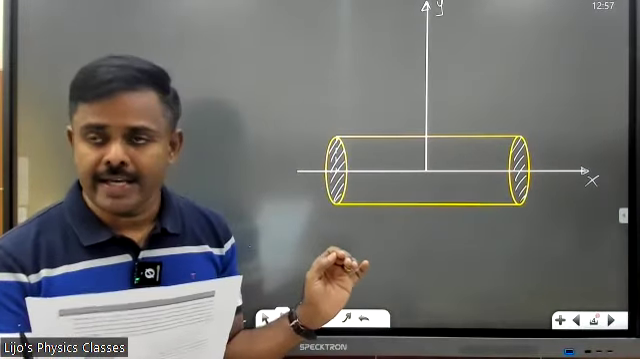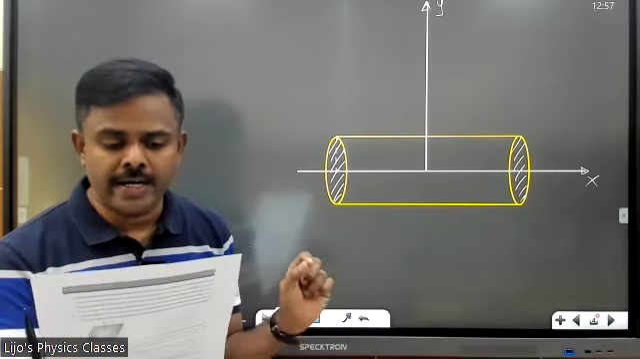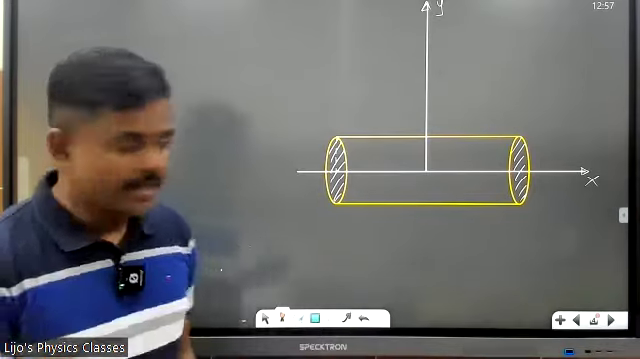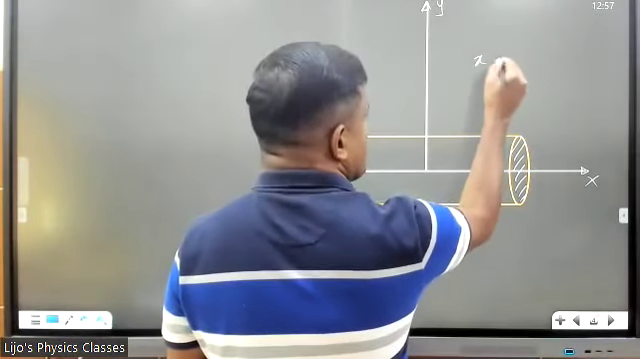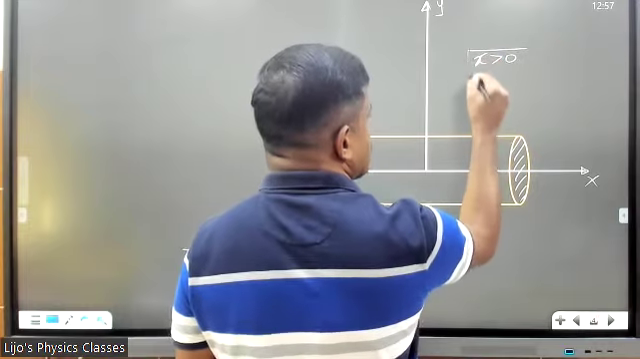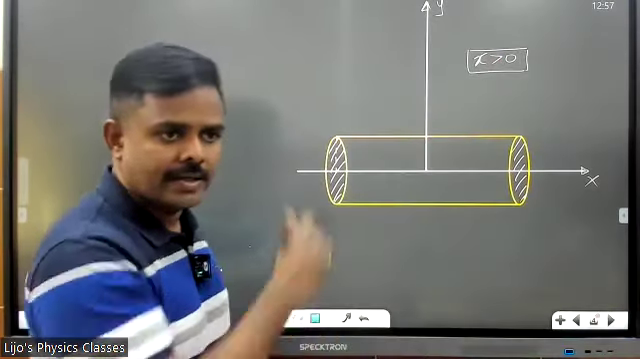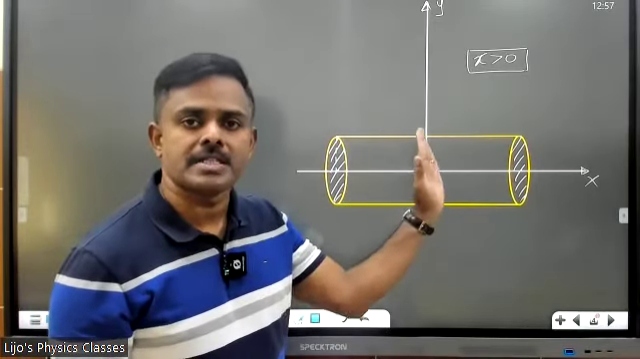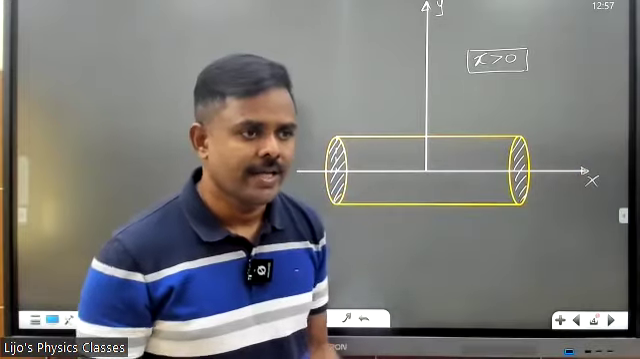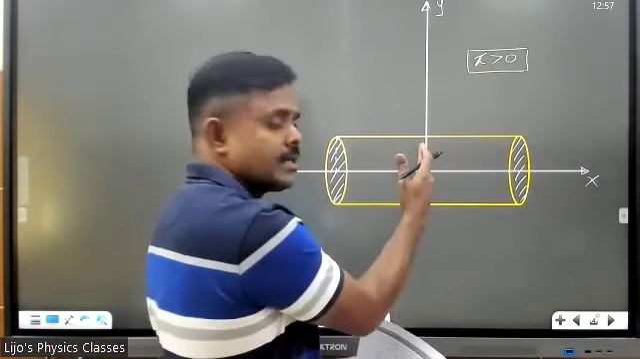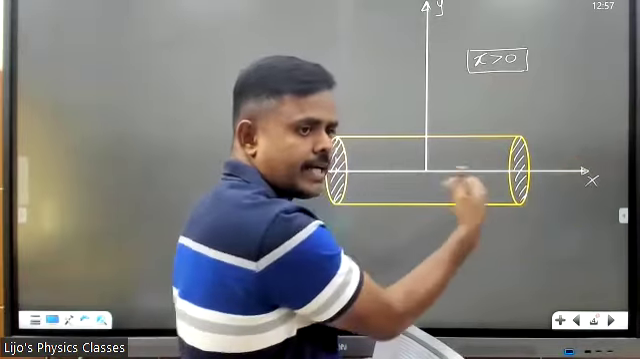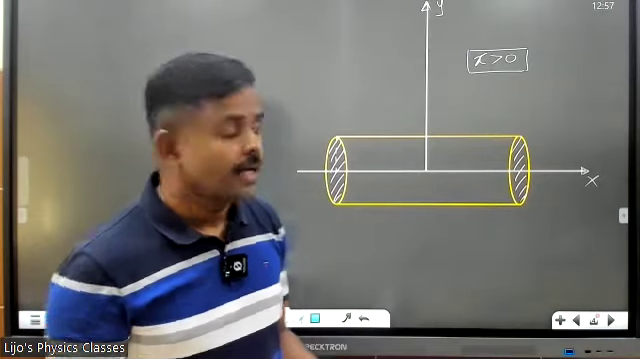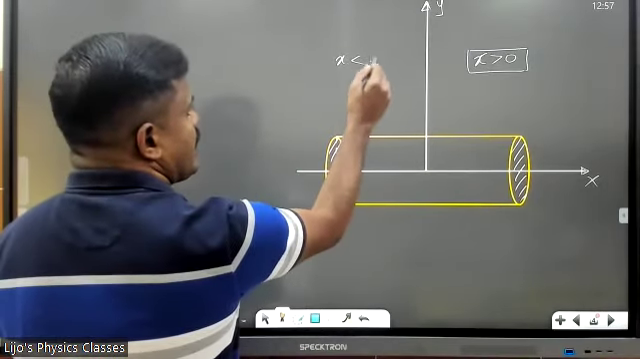Okay, it is given that electric field is 200 i cap for x greater than 0. What is meant by x greater than 0? X greater than 0 means the x value is positive. Am I correct? Greater than 0 means it is on the positive side of the x-axis, to the right of the origin. Then what is x less than 0? X less than 0 means it is to the left of the origin.